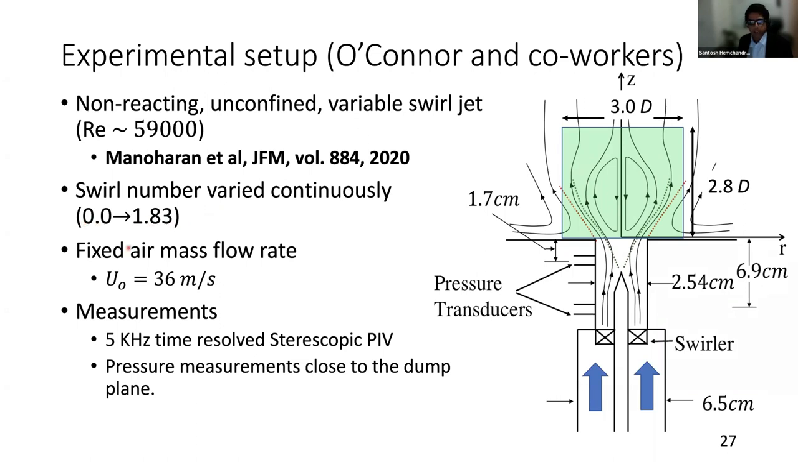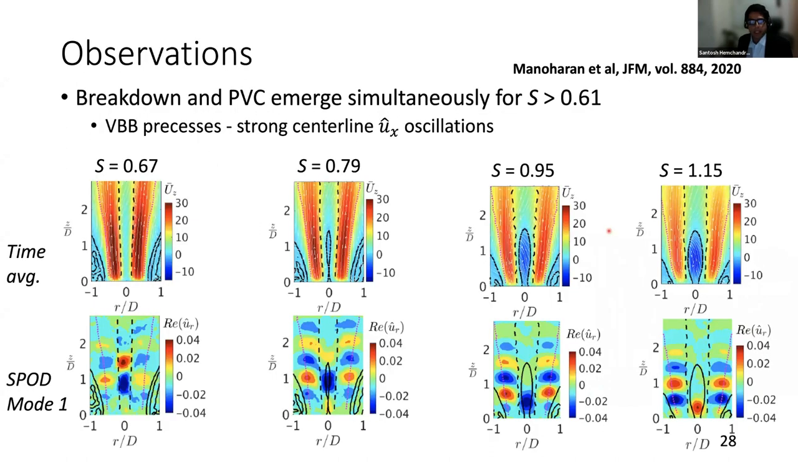And the control parameter that we varied was the swirl number, going all the way from 0 to about 1.8 at a fixed air mass flow rate, which gives us a velocity here of about 36 meters per second. So as you increase swirl, this sequence of figures on the top shows you the mean axial velocity field.